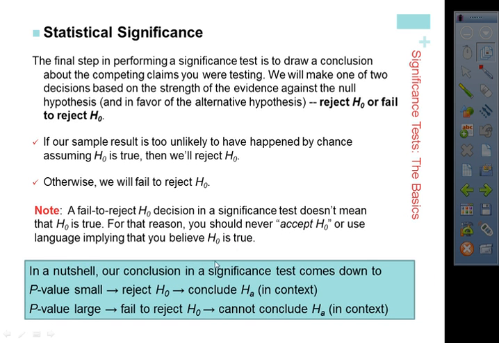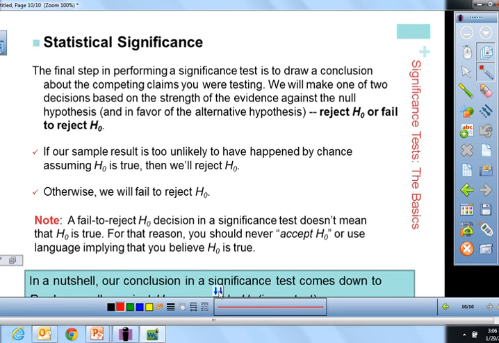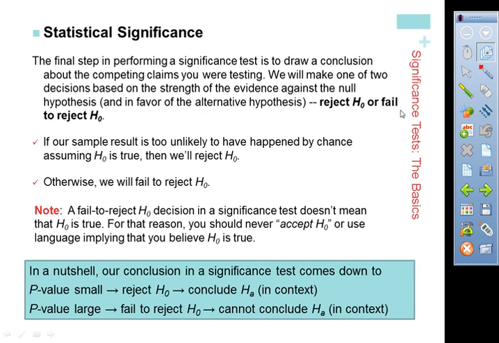So, in a nutshell, our conclusion in a significance test comes down to this. P-value is small, we get to reject H-naught and conclude HA in the context. P-value is large, we fail to reject and cannot conclude this. So this is a really important little box to remember, because it's kind of like the little cheat sheet with statistical testing, okay? So small p-value, you get to reject it. If it's not small, we fail to reject, and cannot conclude it.